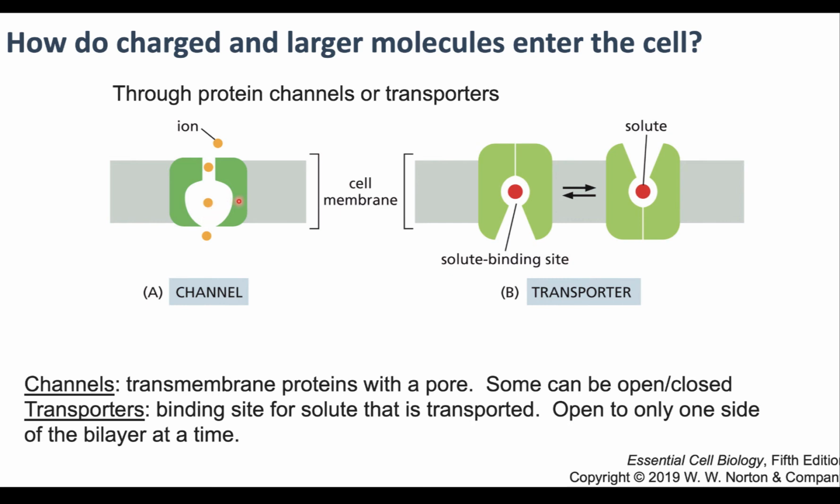They can be open or closed, sometimes called gated. Transporters are also proteins, and they have a binding site for a particular solute in the cytoplasm or extracellular fluid that's going to be transported. They are not open all the way through. So they switch between two different shapes. In this case, the transporter is open to the intracellular fluid. It can change shape and then be open to the extracellular fluid. So they're only open to one side of the bilayer at a time.